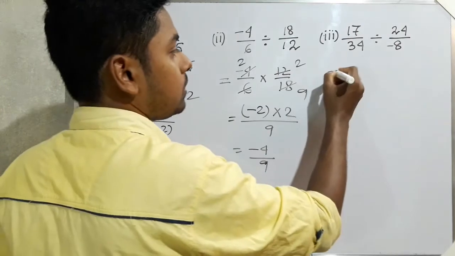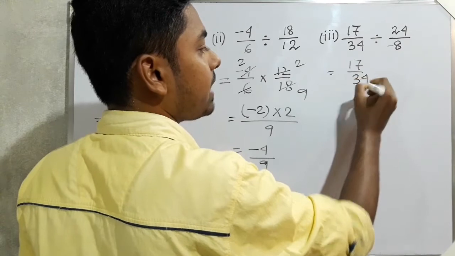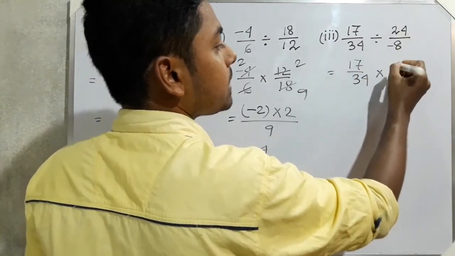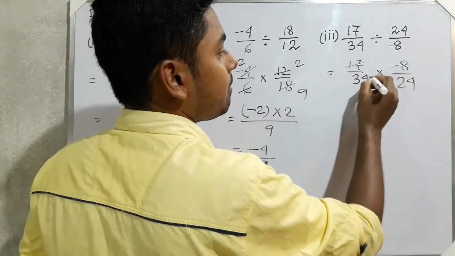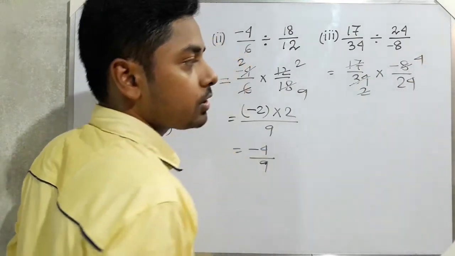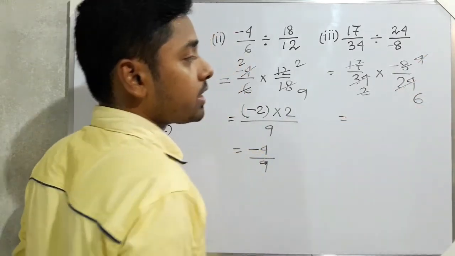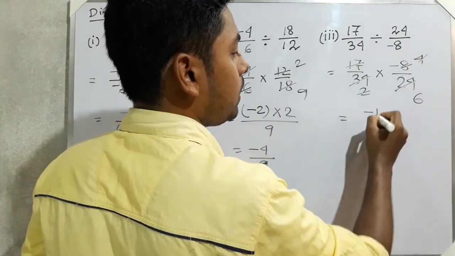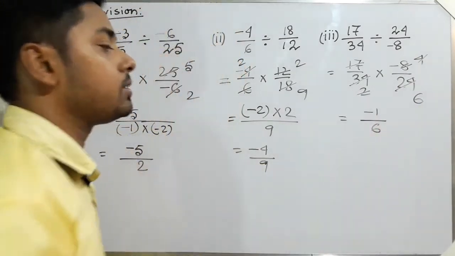Clear? Now for this one, you have to use the same rule. 17 by 34 same as it is, then the division sign will be multiply, and 24 by minus 8 will be minus 8 by 24. Okay, then 17 twos are 34. 2 fours are 8. Then 4 sixes are 24. Now in the denominator what we are having left, here 1 and here minus 1, so minus 1 by 1 and 6, 6 ones are 6, so minus 1 by 6 is the answer.